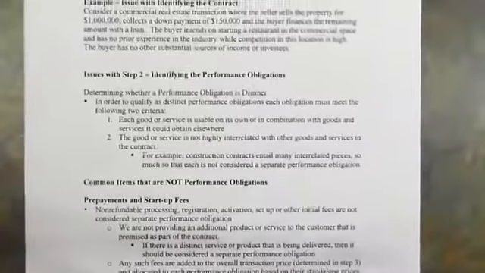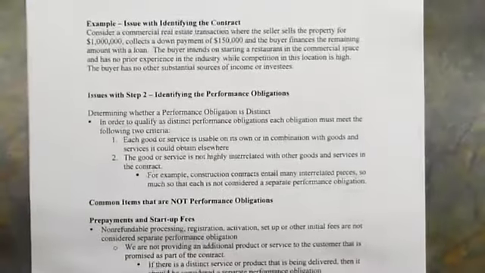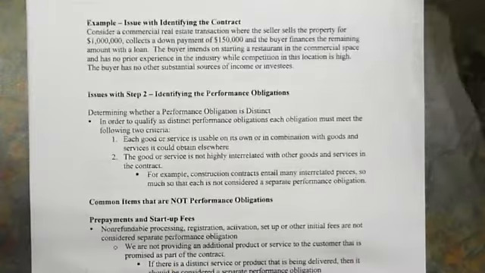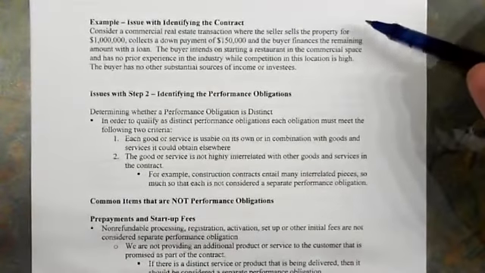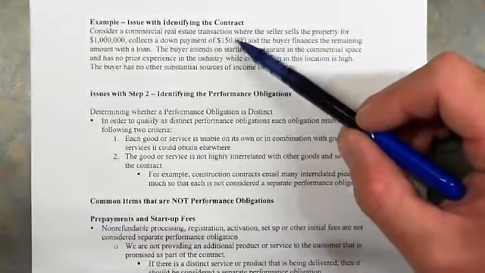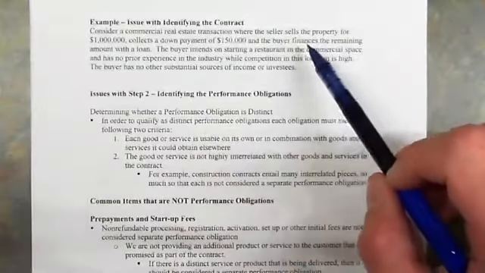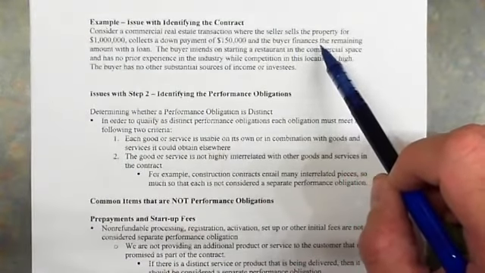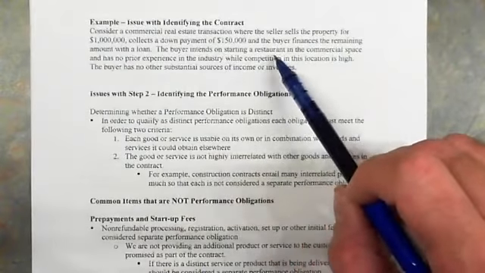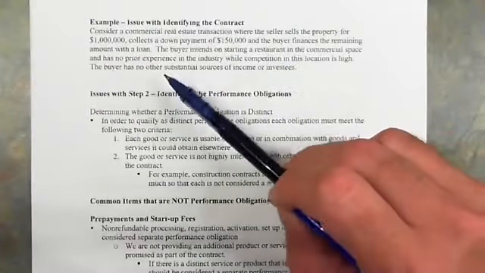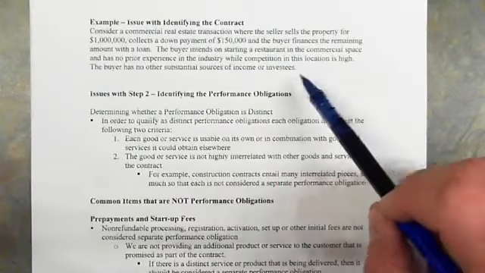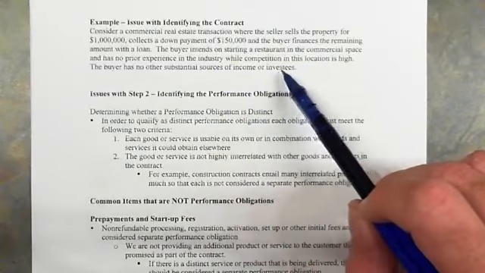In order to illustrate what might occur with that collectability concern, and it's not necessarily black and white, we have a commercial real estate transaction where the seller sells a property, say in a downtown setting, and collects a down payment of $150,000 for a total price of $1 million. The person who's buying it finances the remaining $850,000 with a loan. So that's a big loan, right? The buyer intends on starting a restaurant. So this is what they're planning on doing with the place, and has no prior experience in the restaurant industry, while competition in this location is rather high. Okay. The buyer has no other substantial sources of income or investees.